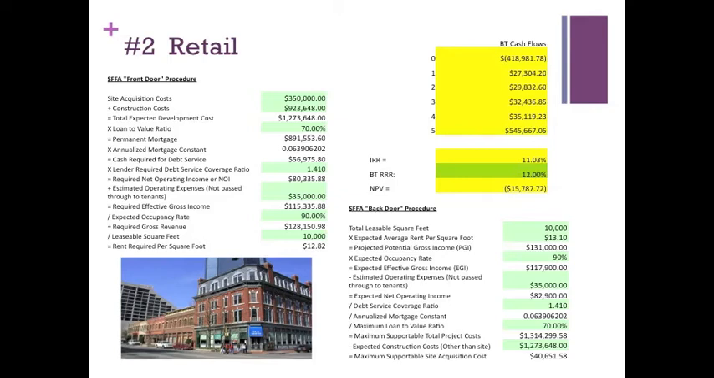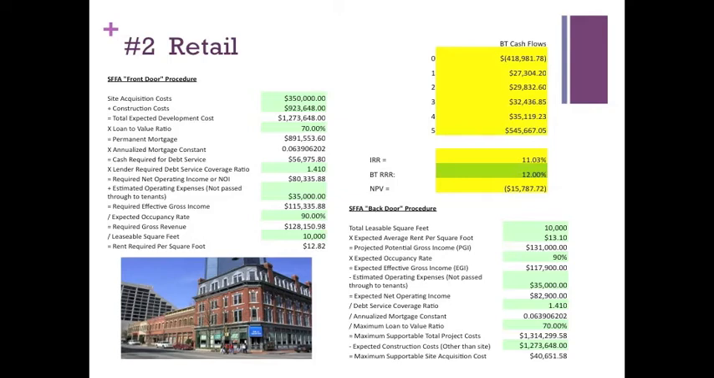Now, if you remember from the previous slide, the rents in downtown Fort Worth are about $13.10. There's also evidence that that rent is a lot higher, but again, I was getting numbers all across the board. So to remain conservative, I kept that at about 13 bucks.